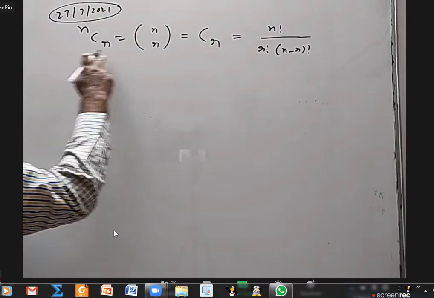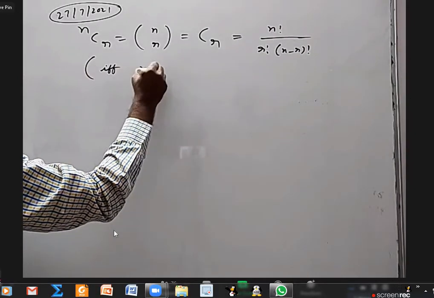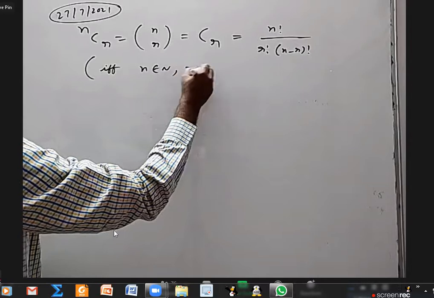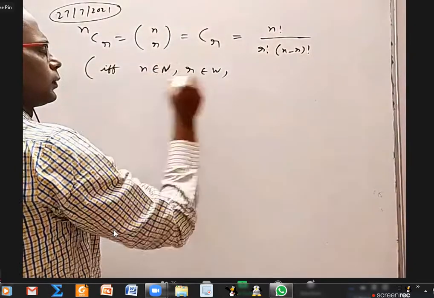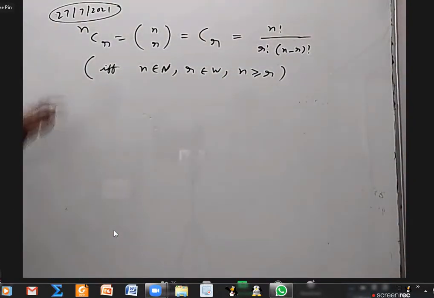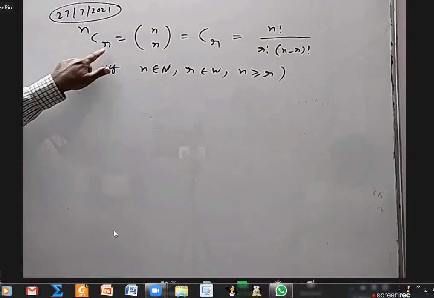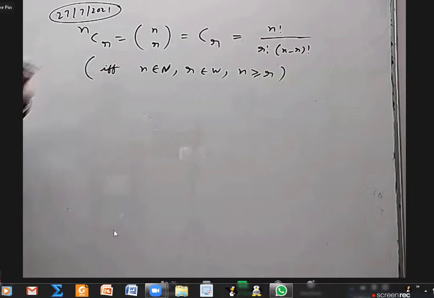Okay, but of course, for this to be defined, N should be a natural number, R should be a whole number, and N should be greater than or equal to R. This should be a natural number, this should be a whole number, it can be 0 also, and this should be bigger than this or equal to this.